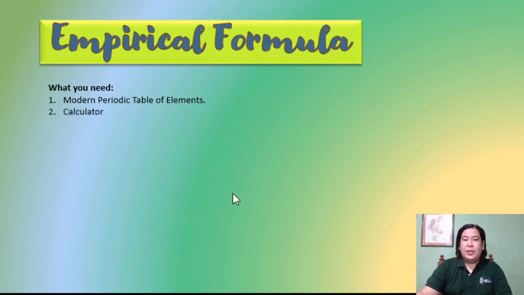Kahit hindi scientific, okay lang, basta meron kayong magamit na calculator. You can use the calculator sa inyong mga mobile devices. Number three, you have to have your knowledge in computing for the number of moles.